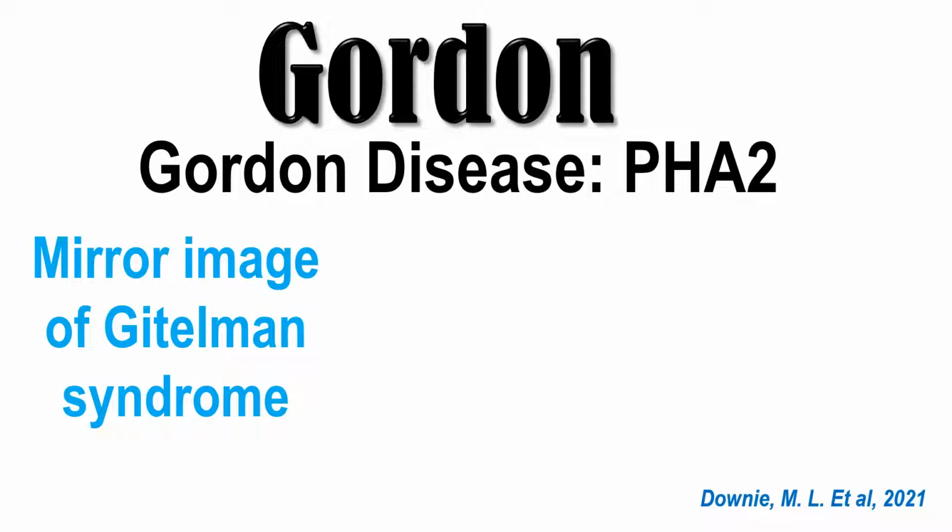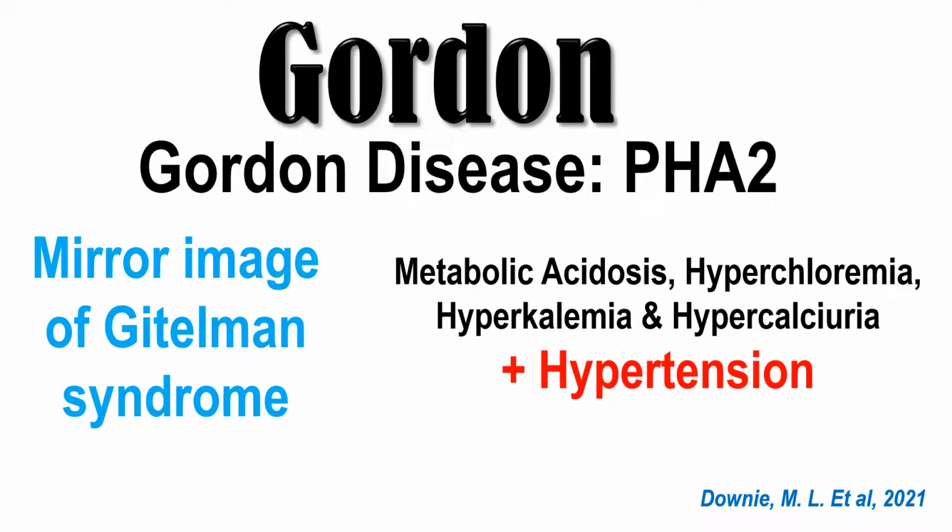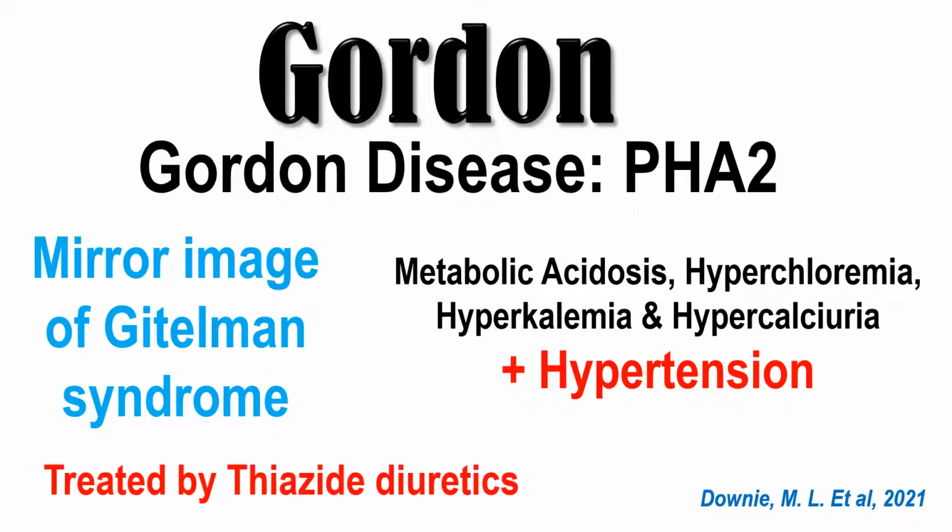Gordon syndrome, pseudohypoaldosteronism type 2, is a mirror image of Gitelman syndrome. So we may have metabolic acidosis, hypercalcemia, hyperkalemia, and hypercalciuria, and most importantly, hypertension, of course. For this reason, we treat with thiazide diuretics.